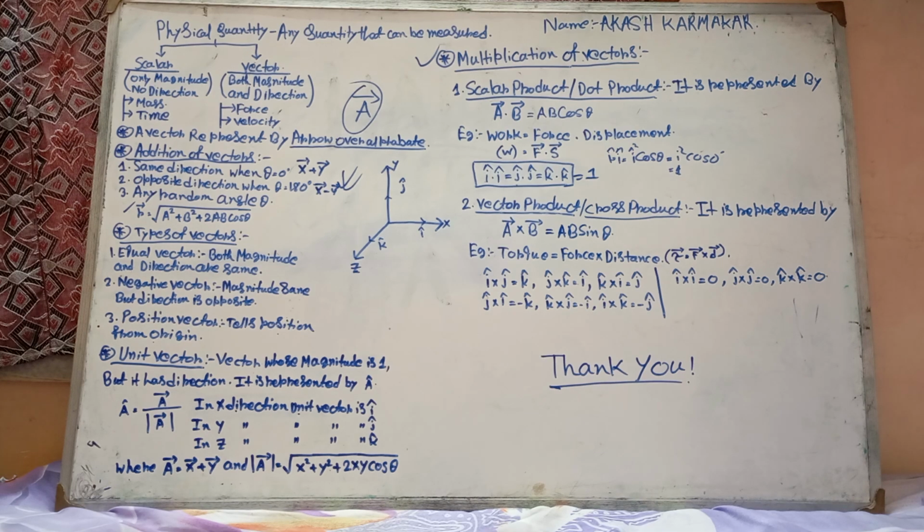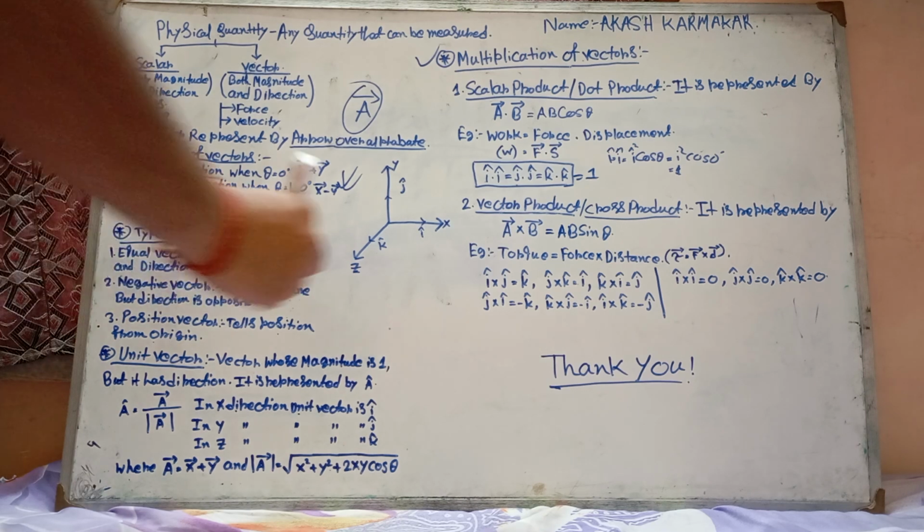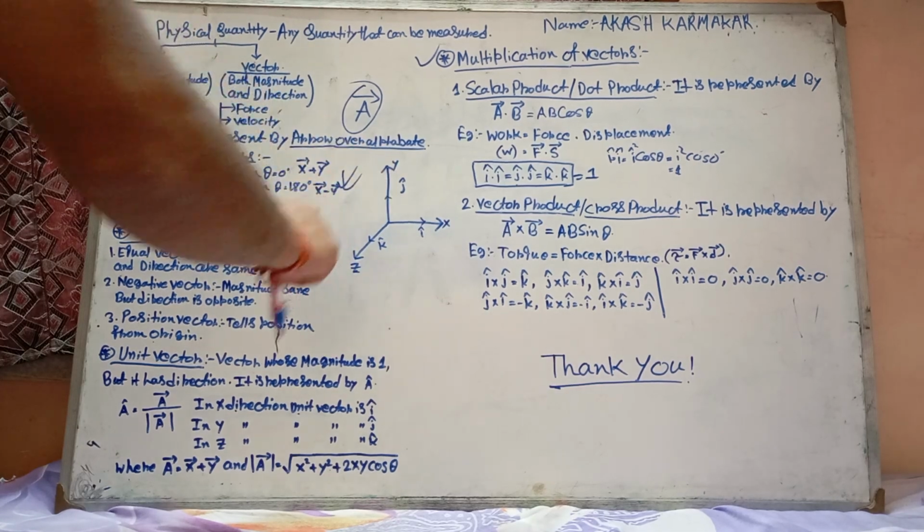Now, in the x direction, the unit vector is represented by i cap. In the y direction, the unit vector is represented by j cap, and in the z direction, the unit vector is represented by k cap. Now you can see the diagram of the vector in x, y, and z directions.